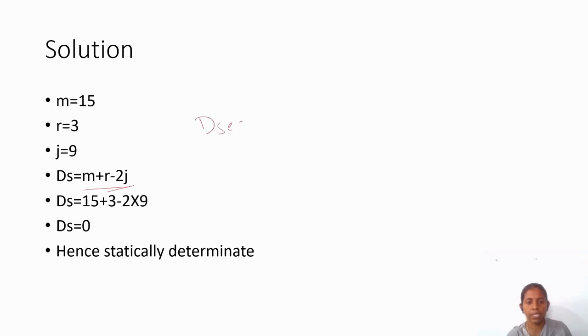Otherwise, DSE equals U minus E, that is unknown minus R minus 3. DSI equals m minus 2j minus 3, the number of members minus the redundant. Whether adequate members are present in the truss, that is the internal indeterminacy. So if you add these two, you will get m plus r minus 2j. So all the values are available. You calculate whether it is statically determinate.